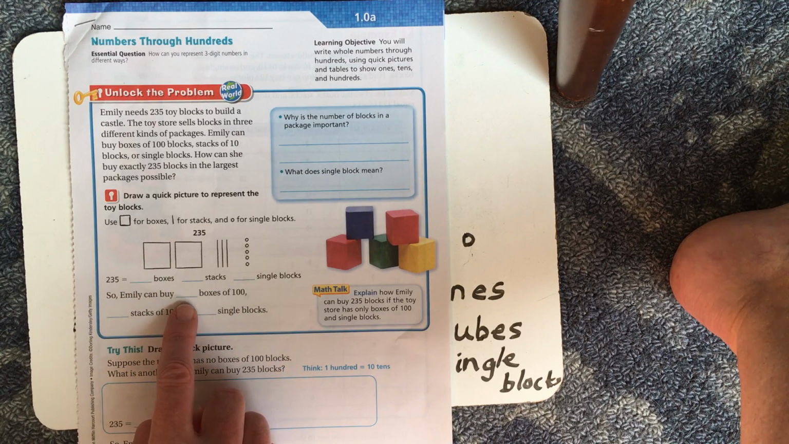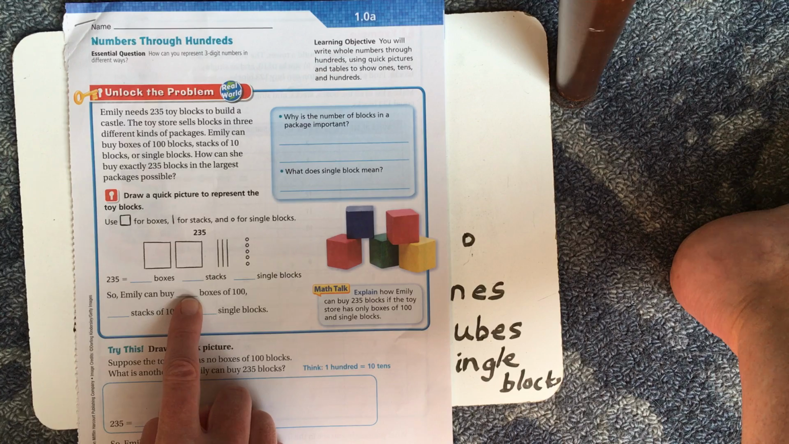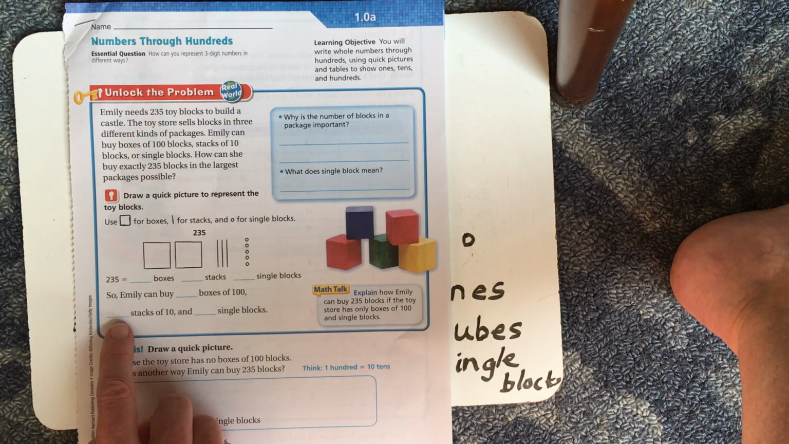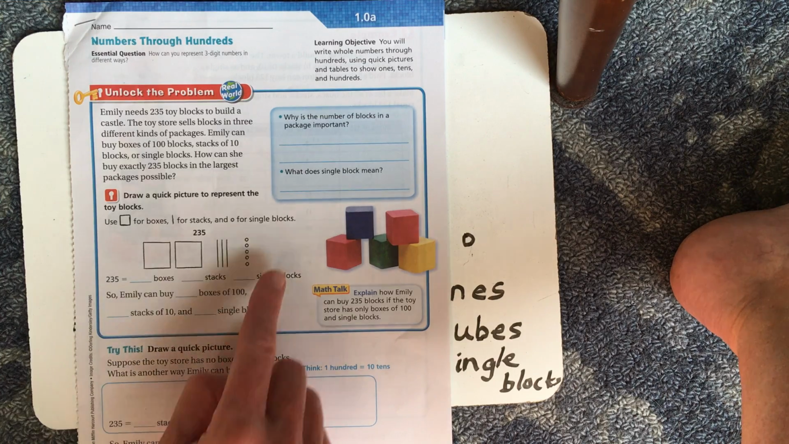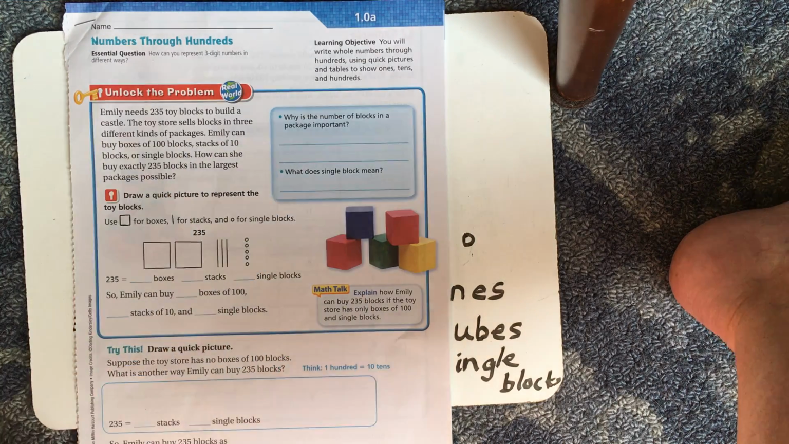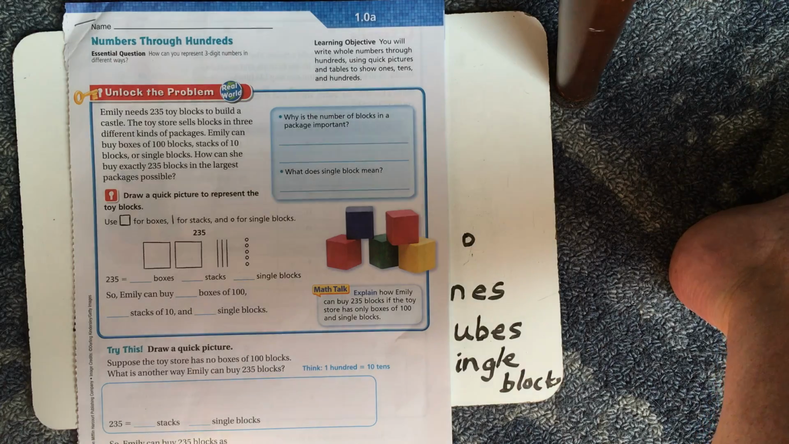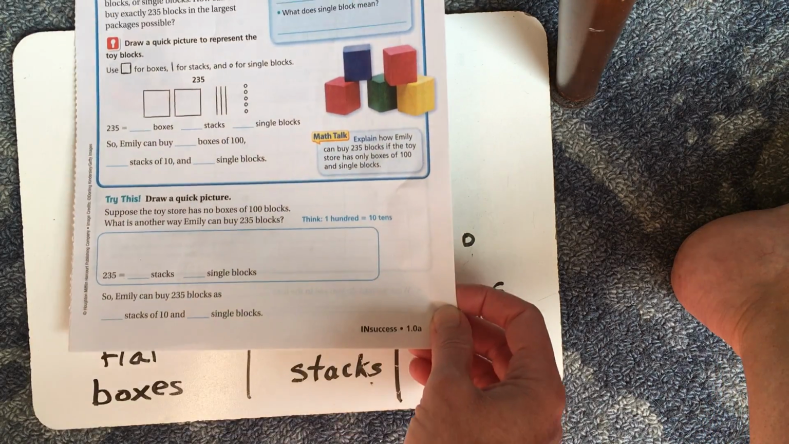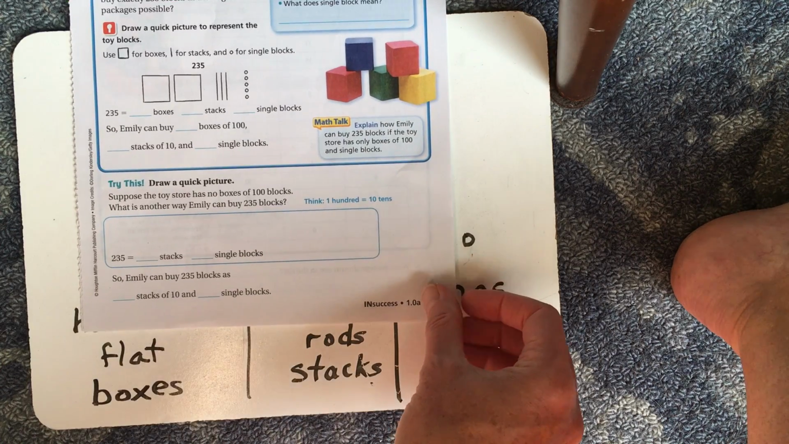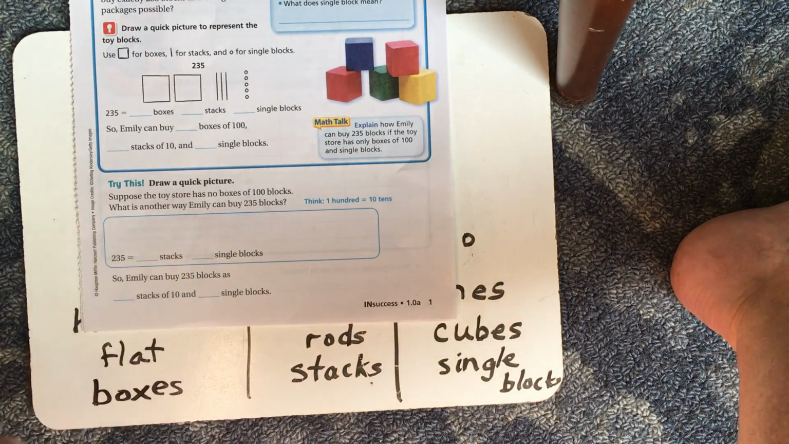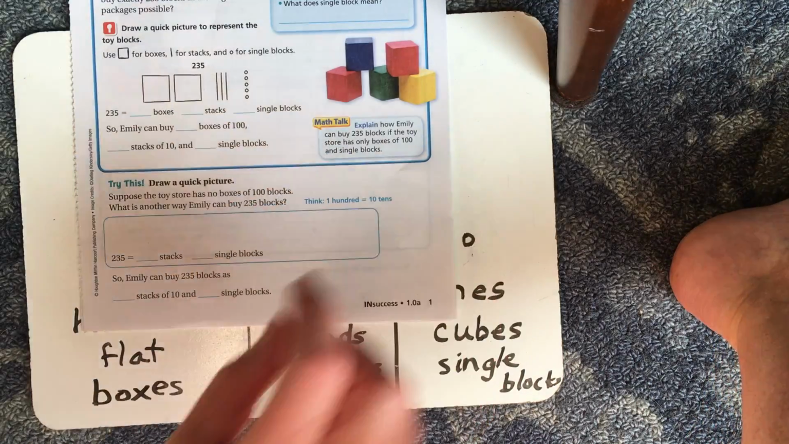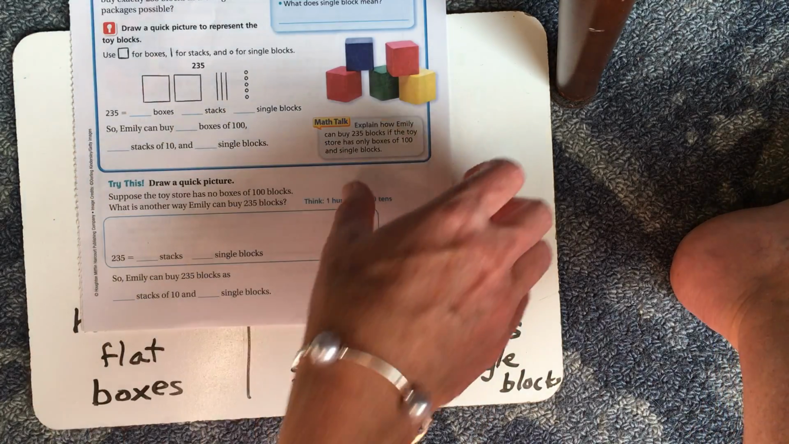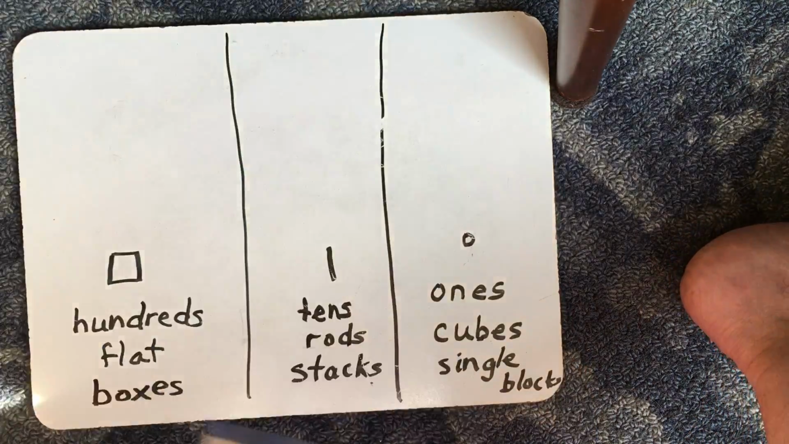So Emily can buy 2 boxes of 100, 3 stacks of 10, and 5 single blocks, because that's what we drew. They already drew that one for us, right? Okay. Now here's what we're going to do. It says, suppose the toy store has no boxes of 100 blocks. What's another way that Emily can buy 235 blocks?